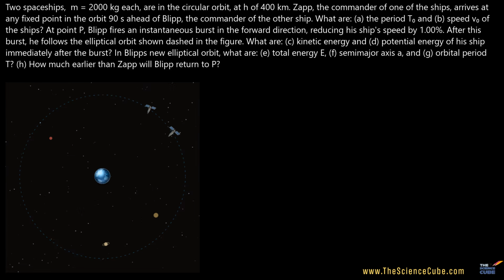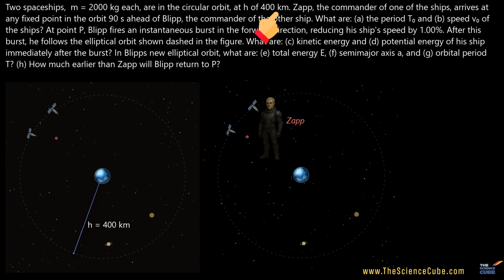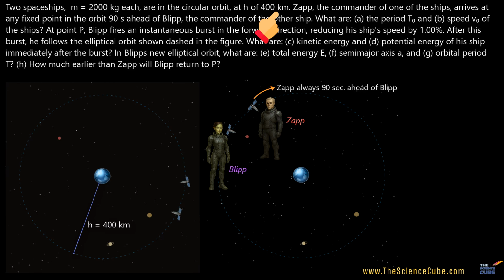So what we have here are two small spaceships, each of mass m equal to 2000 kilograms, that are moving in a circular Earth orbit at an altitude h of 400 kilometers. And we're told that Zap, the commander of one of the ships, arrives at any fixed point in the orbit 90 seconds ahead of Blip, the commander of the other ship. Now, there are a bunch of questions, and each one very nicely covers some concept around satellites and orbits.